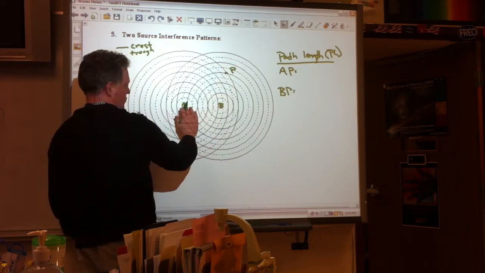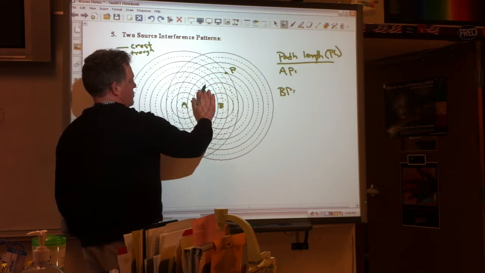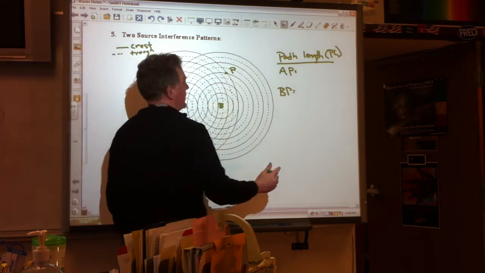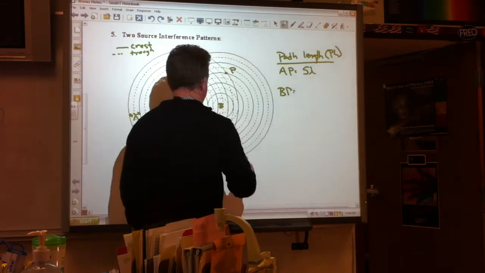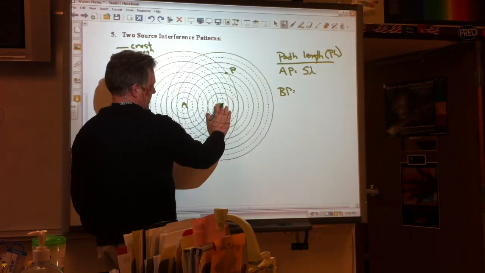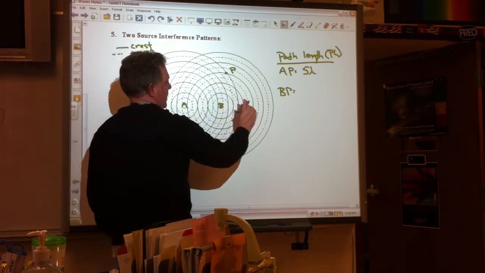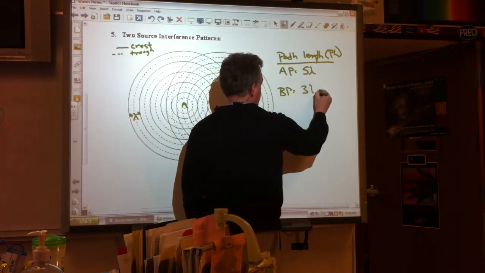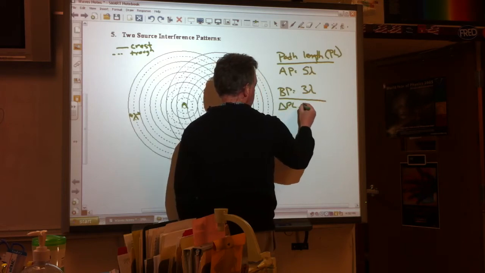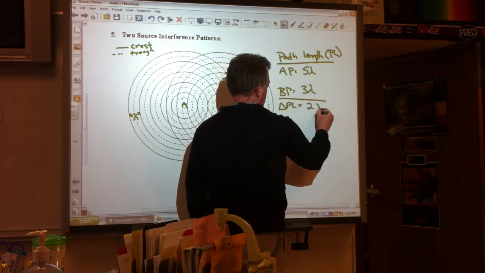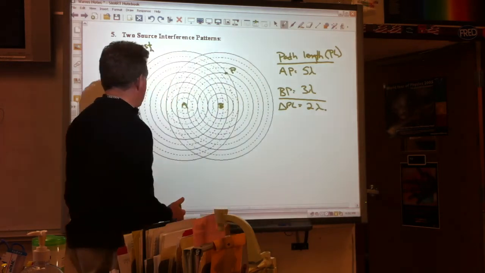Now, I'm going to record my path length, the distance from my source to my point, in wavelengths. If I start at A, every time I get to a crest, I count one wavelength. So there are 1, 2, 3, 4, 5 wavelengths for AP. For BP, if I start at B, I go through 1, 2, 3 wavelengths. So that's 3 wavelengths. So my difference in path length is 2 wavelengths, and that's going to be kind of important.